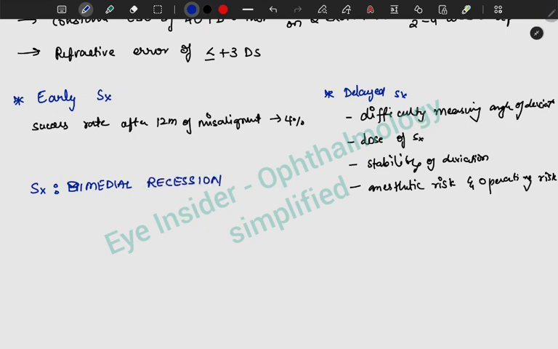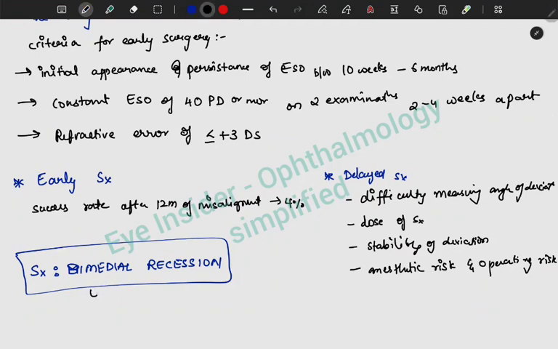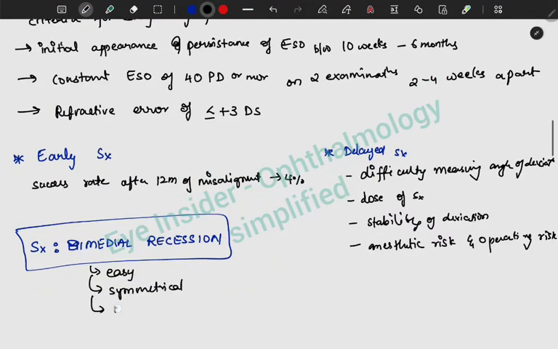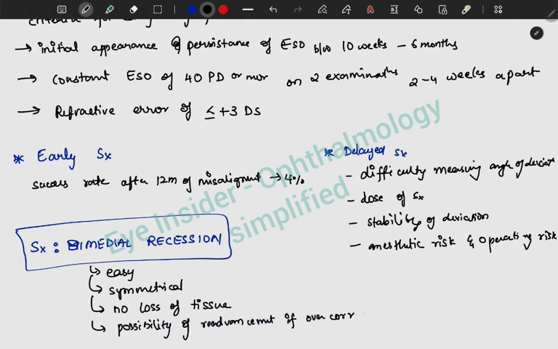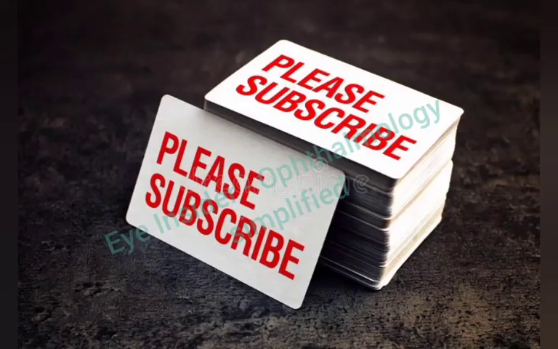The surgery performed is bimedial recession. The advantage of bimedial recession is that it is easy because it is performed symmetrically. There is no loss of tissue, and even if there is overcorrection, there is a possibility of readvancement in such cases.